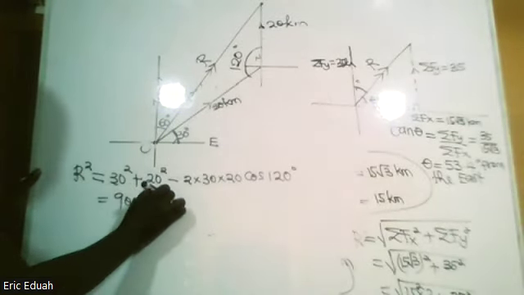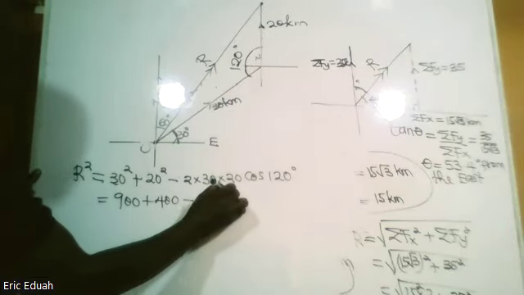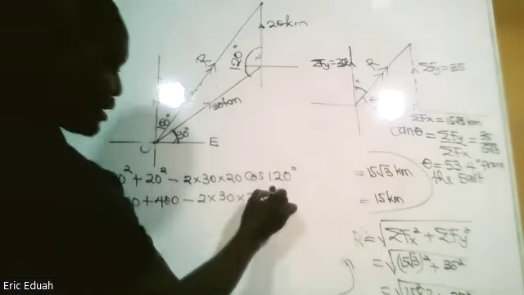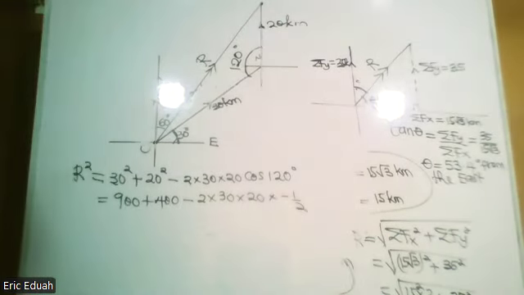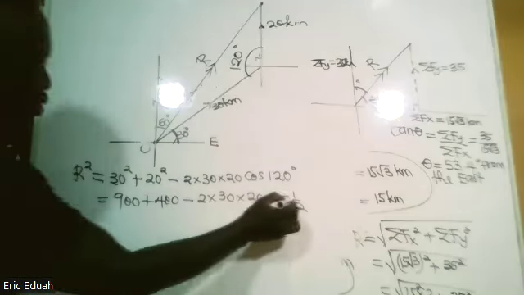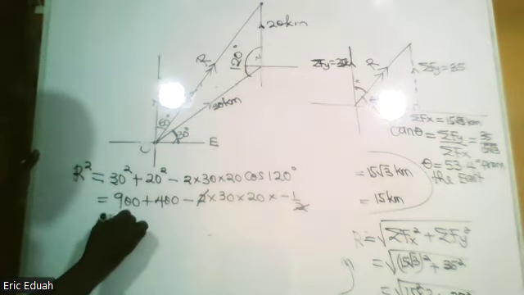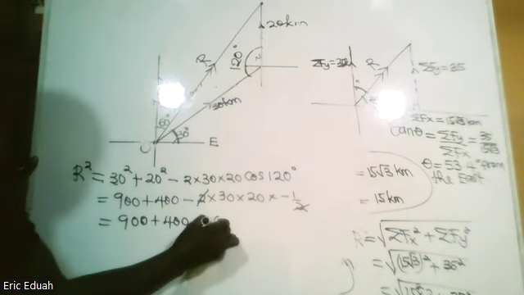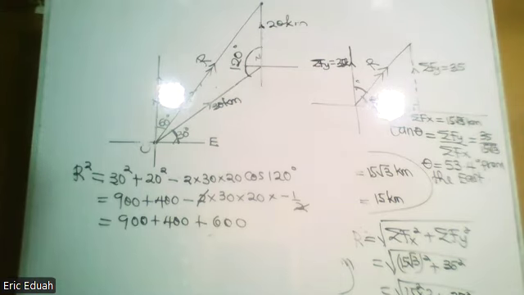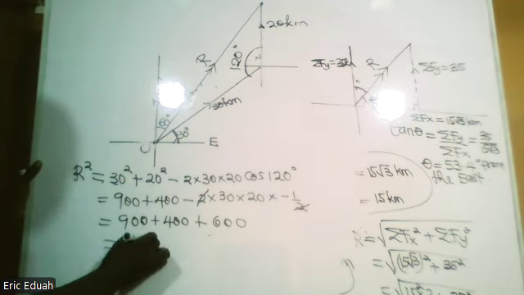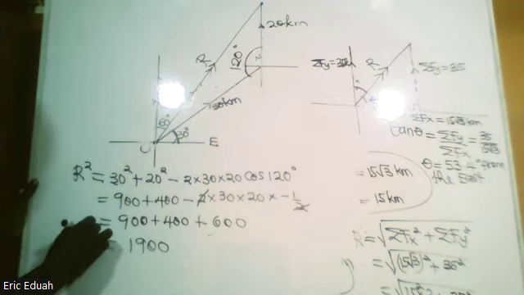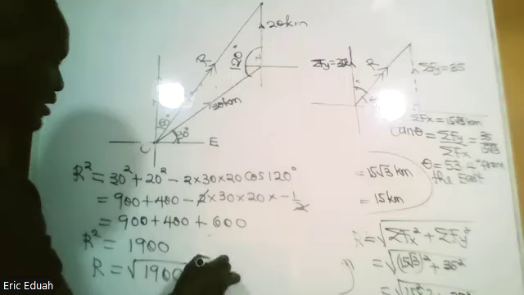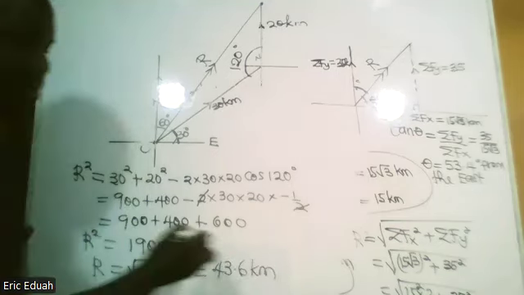900, 400 minus 2 by 30 by 20. Cos 120 is equal to negative of cos 60, so times minus half. Cos 60 is half, so negative of that. So we have 900 plus 400 plus 600. When we sum this up, we have 1,900. R is therefore equal to the square root of 1,900, which is 43.6 kilometer.